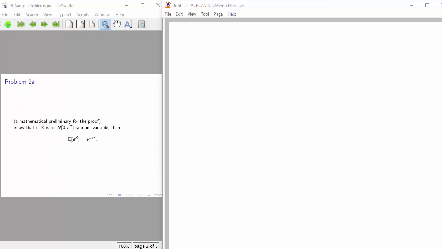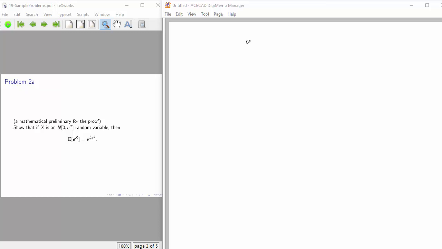The next problem is the one preliminary result for the proof that I haven't asked you to prove in the workshop. I'm going to prove it myself. I'm going to prove that the expectation of e to the capital X, where x is a random variable, in the special case where the random variable x is normally distributed with 0 expectation and variance sigma squared, is simply e to the 1/2 sigma squared. How do we prove it?